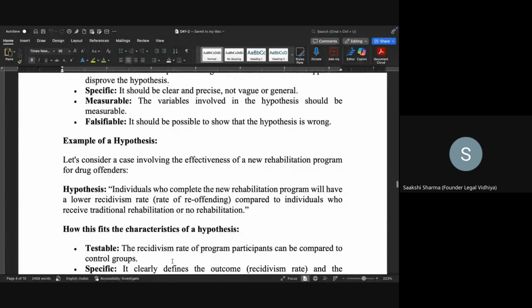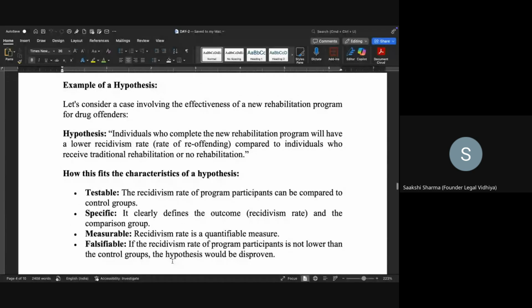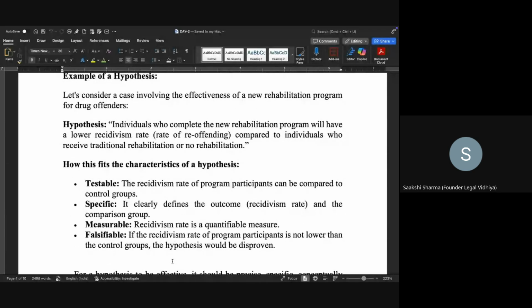Now, when we talk of this particular hypothesis, is it testable? The first question is yes, it is testable. The recidivism rate of program participants can be compared to a control group, that is, a group of other participants who are not going through the new rehabilitation program. Is it specific? Yes, because my hypothesis clearly defines the outcome. What is the outcome? That is the rate of reoffending, and there is a comparison group.